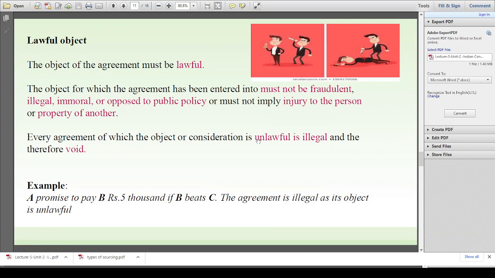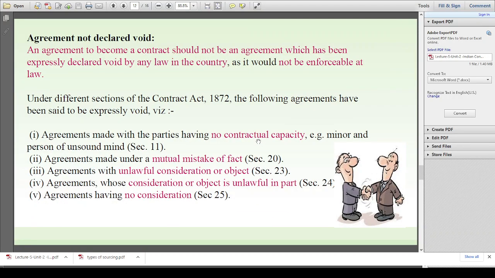Then next is agreement not declared void. Some of the contracts or agreements are declared void by the government itself. An agreement to become a contract should not be an agreement which has been expressly declared void by any law in the country. So the law states that some things are illegal in nature. If you are entering into that particular category, and making a contract which is forbidden as per the law of that particular country, then it cannot be enforceable.